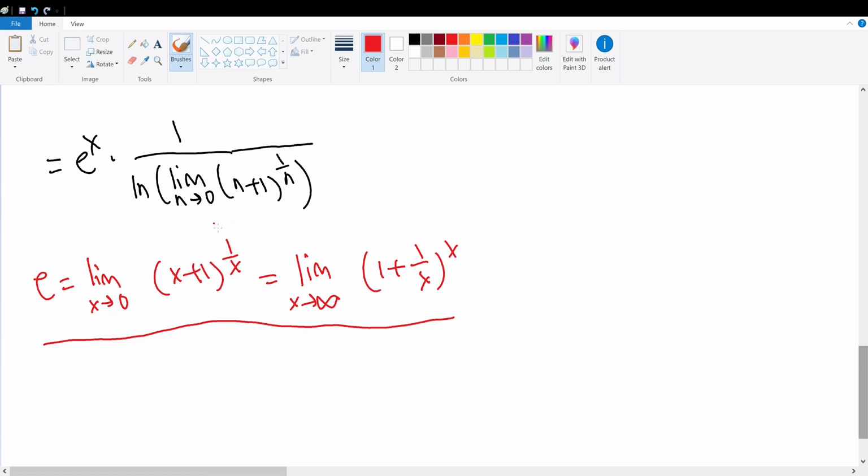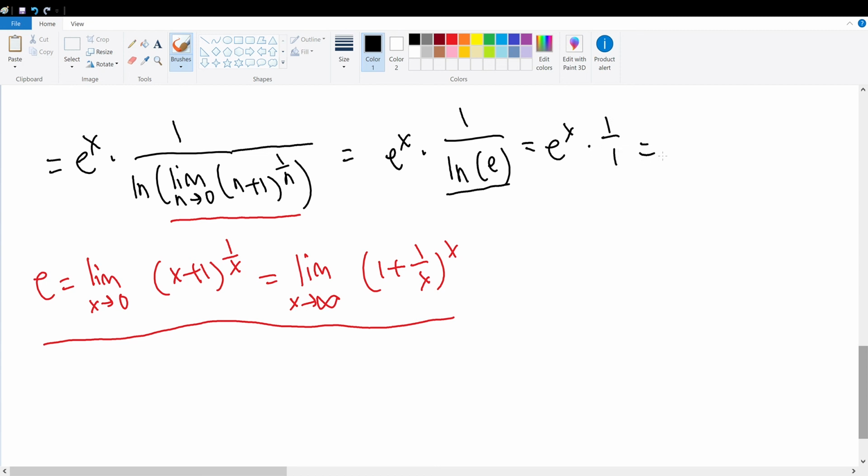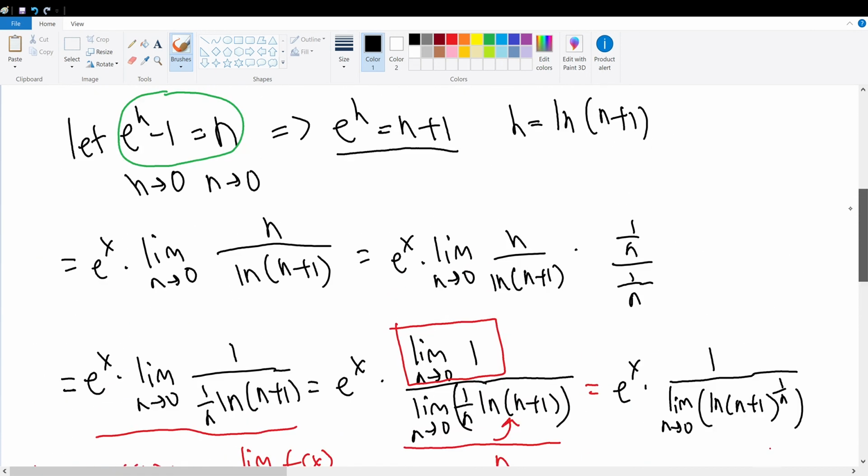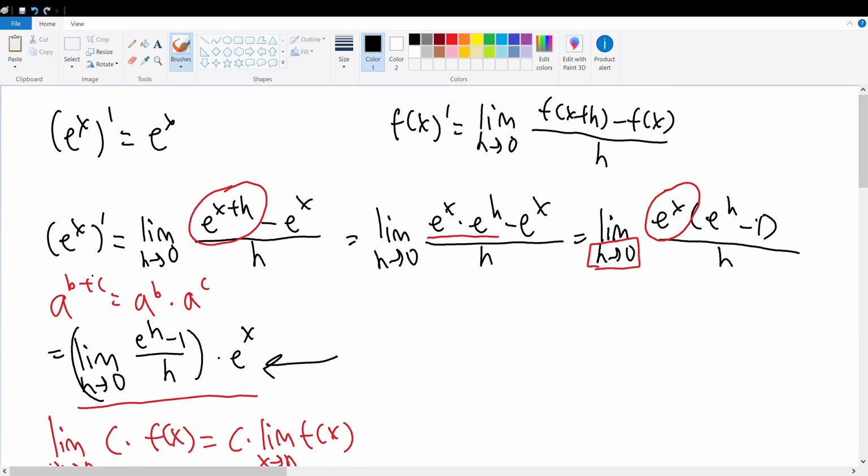So we can apply this to the quantity inside our natural log. So the expression becomes e to the x times 1 over the natural log of e. And what is the natural log of e? The natural log of e is nothing more but 1. So this becomes e to the x times 1 over 1, which becomes e to the x, proving one of the most interesting and unique derivatives in calculus, which is that the derivative of e to the x is equal to e to the x.